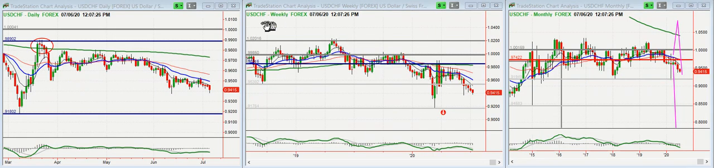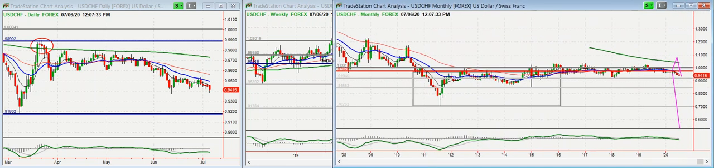Right, this is the US Swiss. So the Swiss is showing strength across the board, and obviously as well against the US dollar. The US Swiss, I mean, both currencies have been equally strong basically in the past, right?